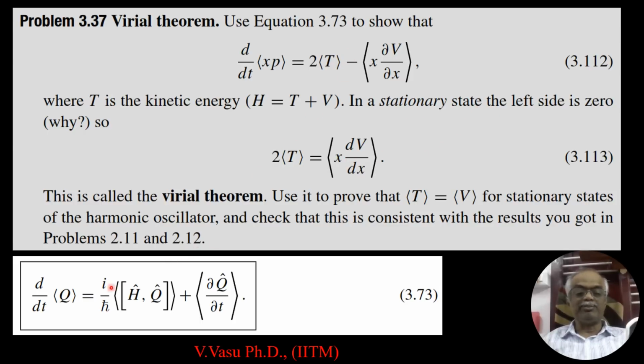So equation 3.73 referred to in this problem is: the time derivative of the expectation value of an operator Q is equal to i over h-bar times the expectation value of the commutator of the Hamiltonian with that particular operator Q, plus the expectation value of the partial time derivative of Q. Normally, this will be equal to 0 if there is no explicit time dependence. We will see this in this problem.